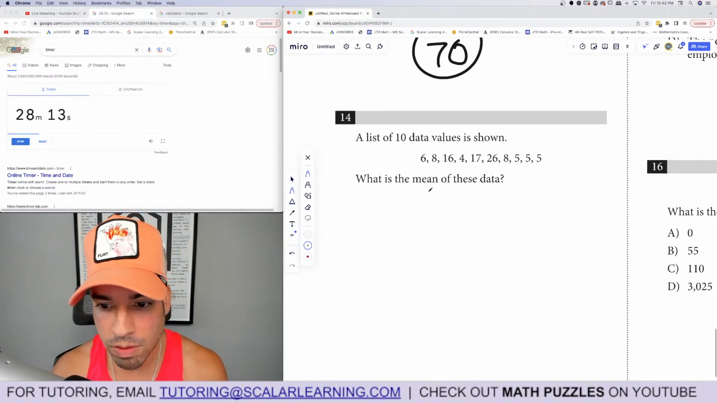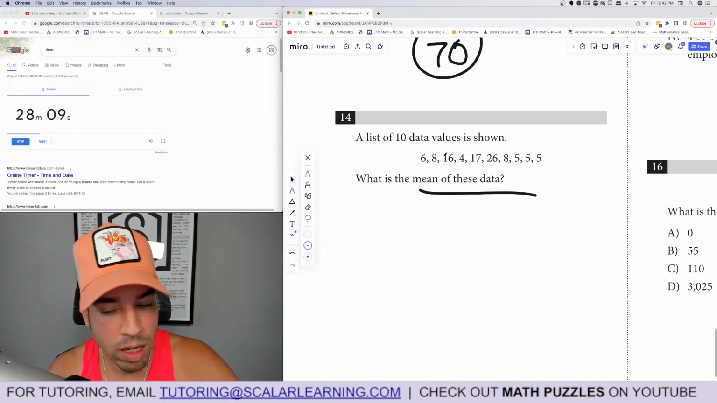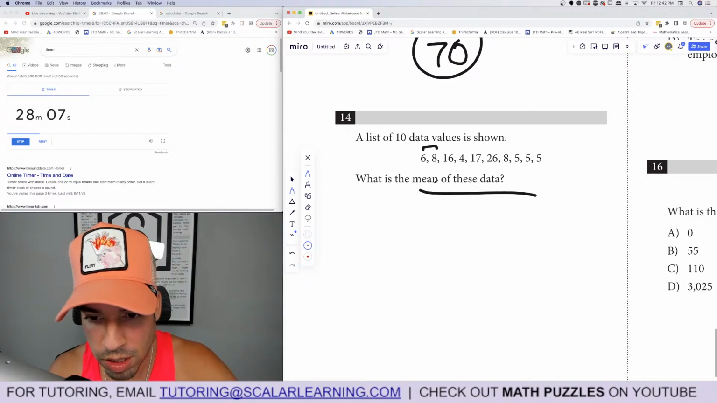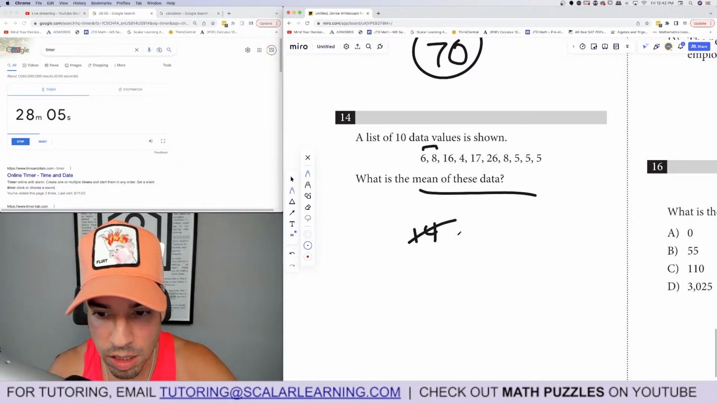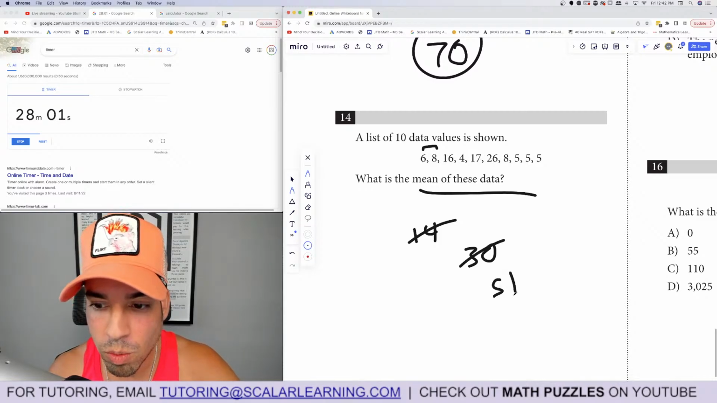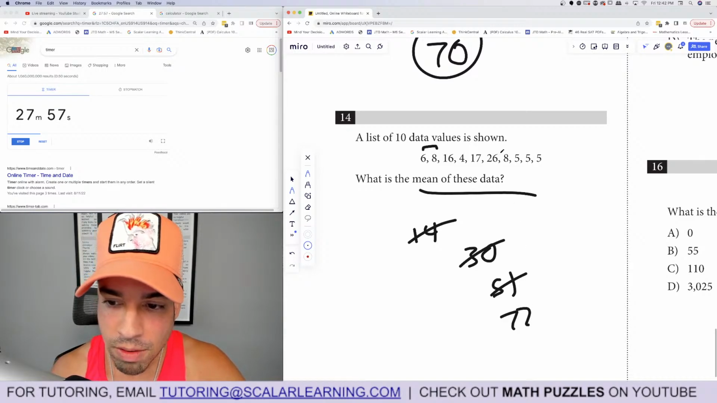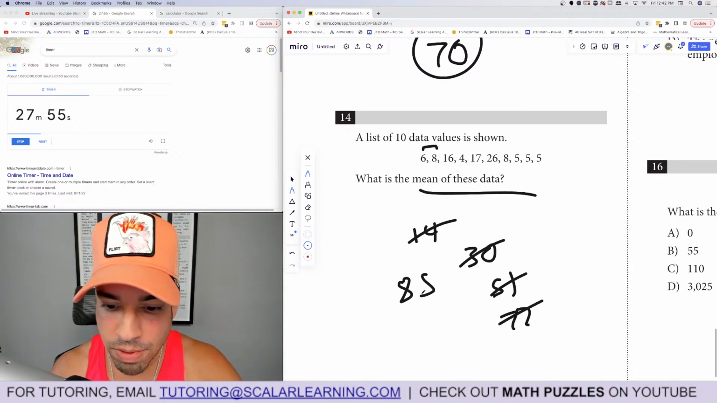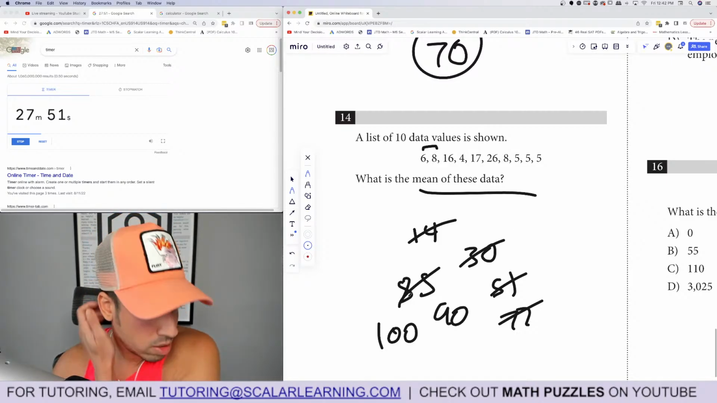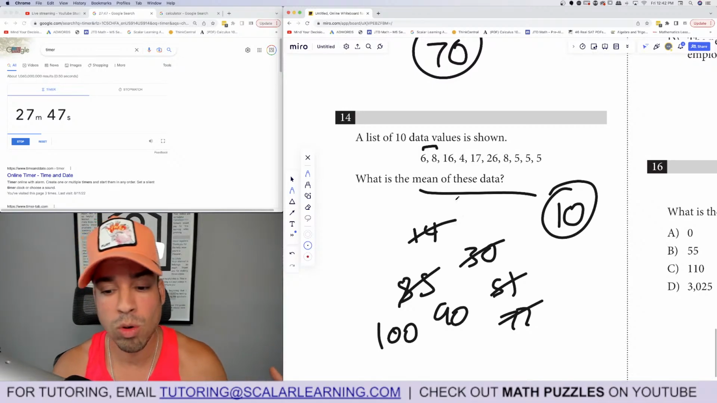Number 14, list of 10 data values shown. What is the mean of these data? All right, well, that's going to take some calculation. I'm going to try and do it without the calculator, okay? So 6 plus 8 is 14, plus 16 is 30, plus 4 and 17, that's 21, so that's 51, plus 26 is 77, plus 8 is 85, plus 5 is 90, plus 10, wow, look at that, it's 100. Divided by 10 is 10, right? Because to get the mean, you take the total and then you divide by 10.